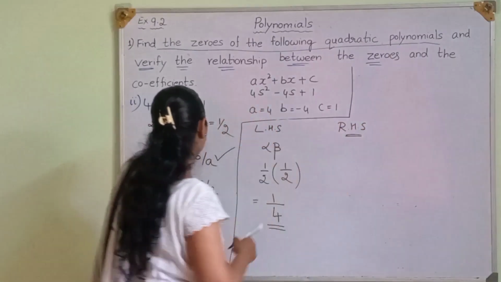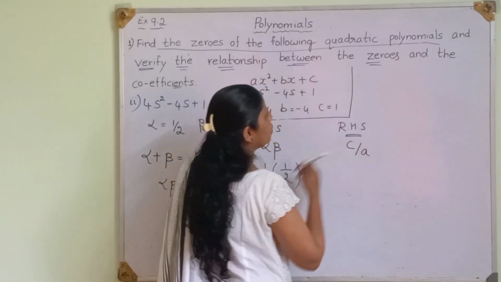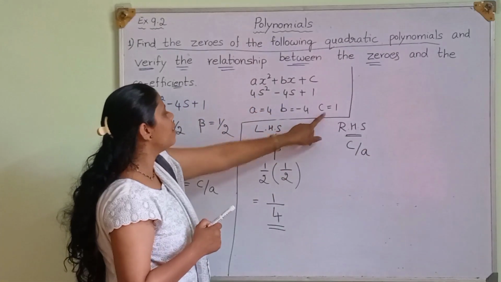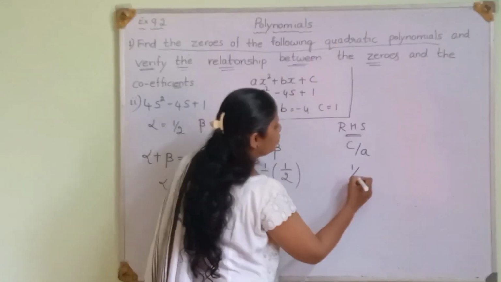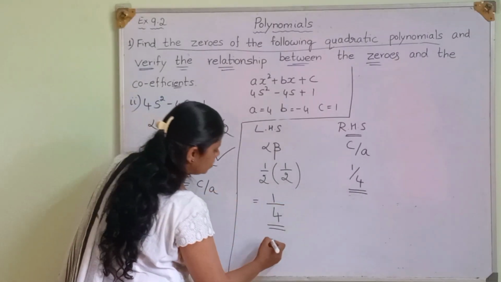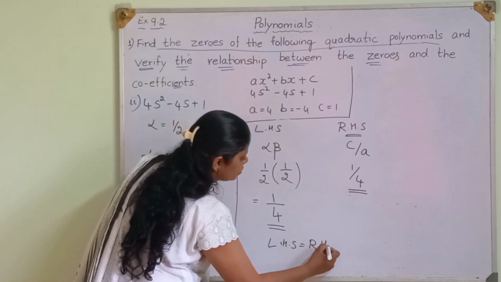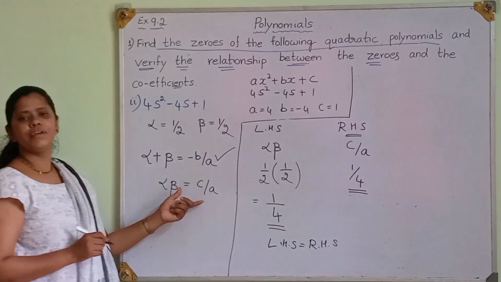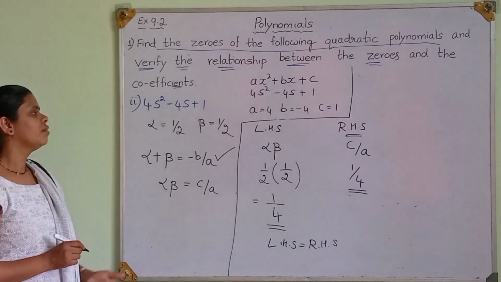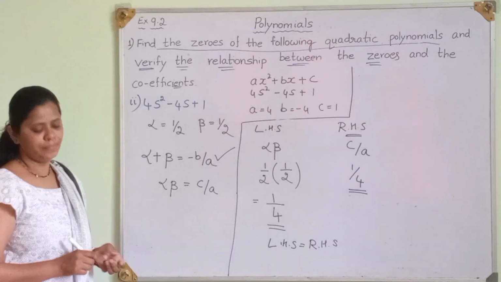RHS is what? C by a. C by a is 1 by 4, isn't it? LHS is equal to RHS. Therefore, the relationship is verified. Hope you have understood. Let us solve the third problem.